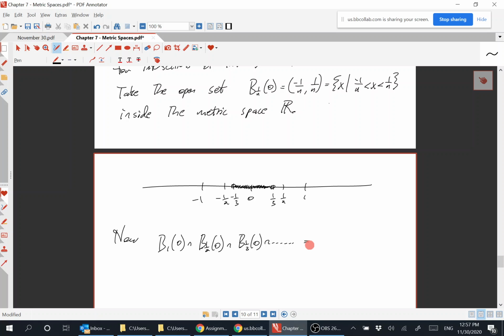infinitely long, is going to be equal to what? What's going to be in the intersection of all those sets? The ball of radius 1/2 around 0, the ball of radius 1/3, the ball of radius 1/4, the ball of radius 1/5 around 0, and so on. What are you going to get when you take the intersection? Just 0 itself.